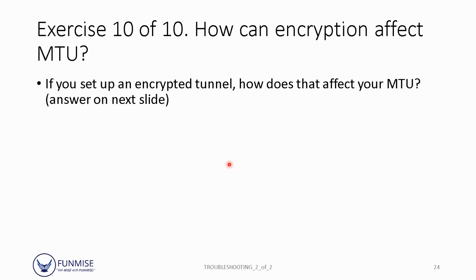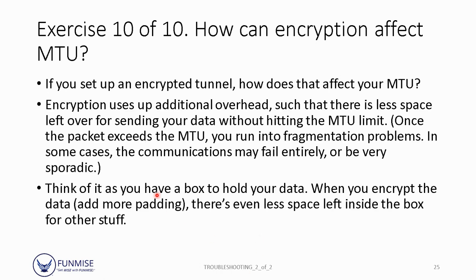Now, how can encryption affect MTU? If you set up an encrypted tunnel, how does that affect your MTU? It's important to know that encryption uses up additional overhead such that there is less space left over for sending your data without hitting the MTU limit. Once the packet exceeds the MTU, you run into fragmentation problems. In some cases, the communication may fail entirely or be very sporadic. Think of it as you have a box to hold your data. When you encrypt the data, you're adding more padding, so there's even less space left inside the box for other stuff.